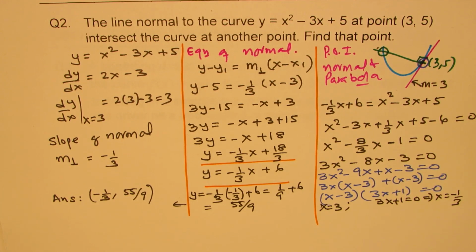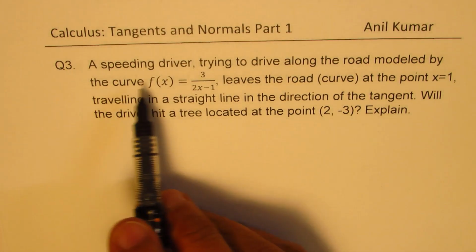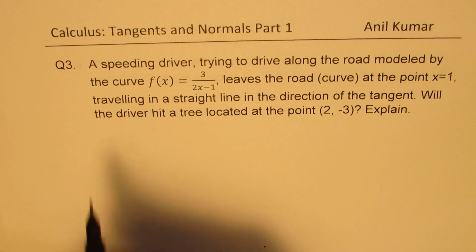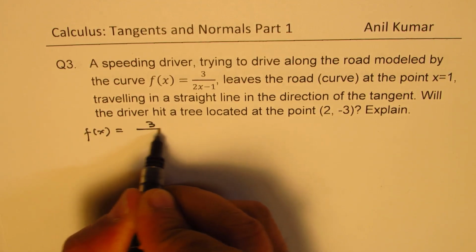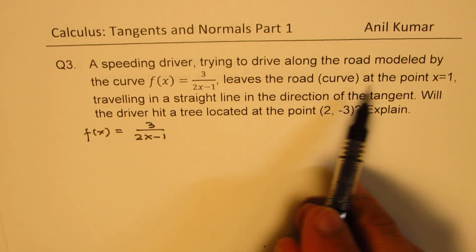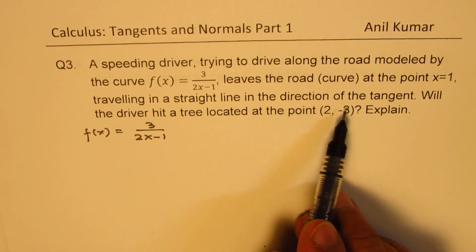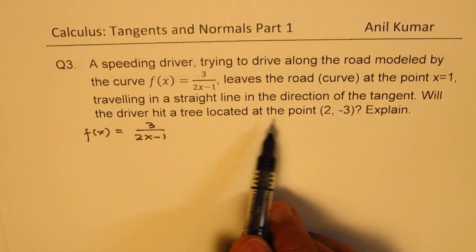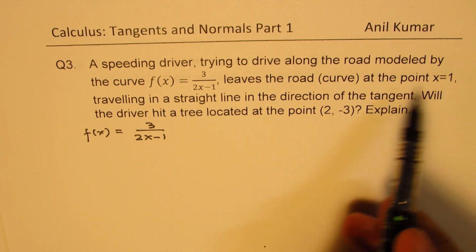Now let's take up question number 3. Here is question number 3. A speeding driver trying to drive along the road modeled by the curve f of x equals 3 over 2x minus 1 leaves the road at the point x equals 1, traveling in a straight line in the direction of the tangent. Will the driver hit a tree located at the point (2, minus 3)? Explain. So at x equals 1, he leaves the road.